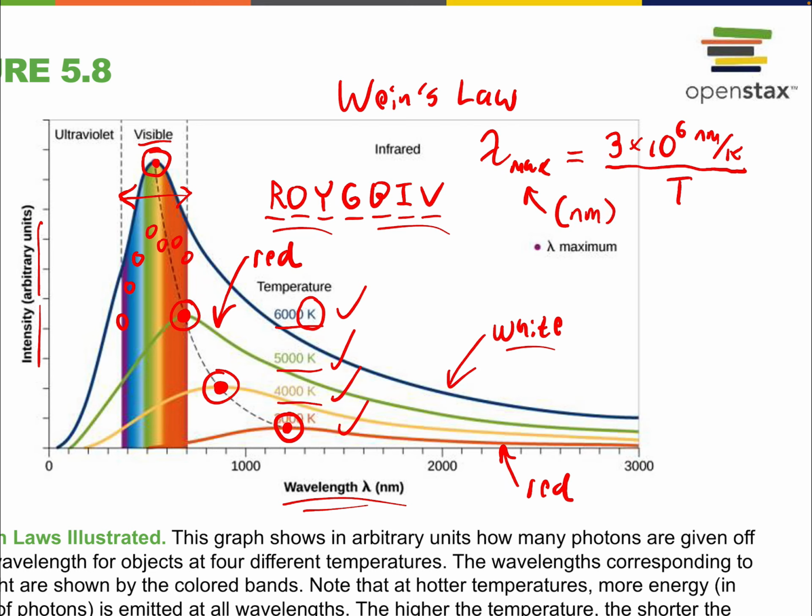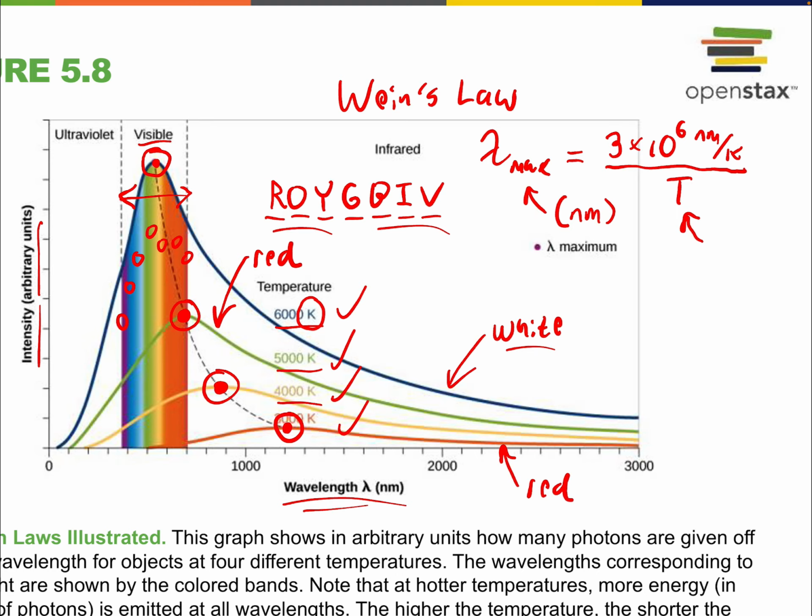Most equations in physics and astronomy are in base units. So if you plug the values in, the output is going to be in meters. But for this one, the output is in nanometers because we typically talk about light in nanometers, especially visible light. When you use this formula and just plug in the temperature in Kelvin right here, what you'll get is the peak wavelength.